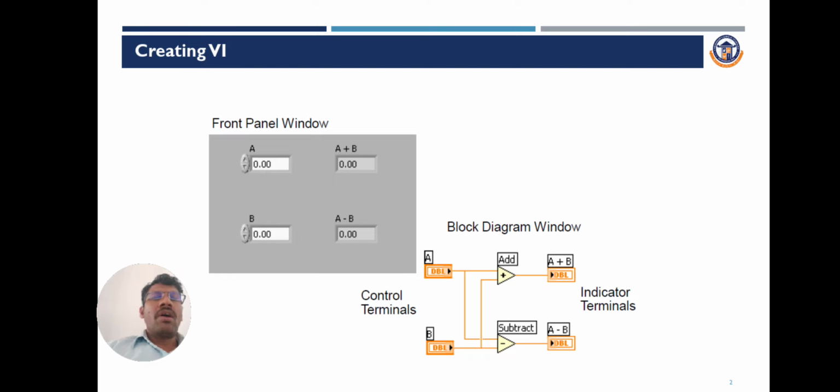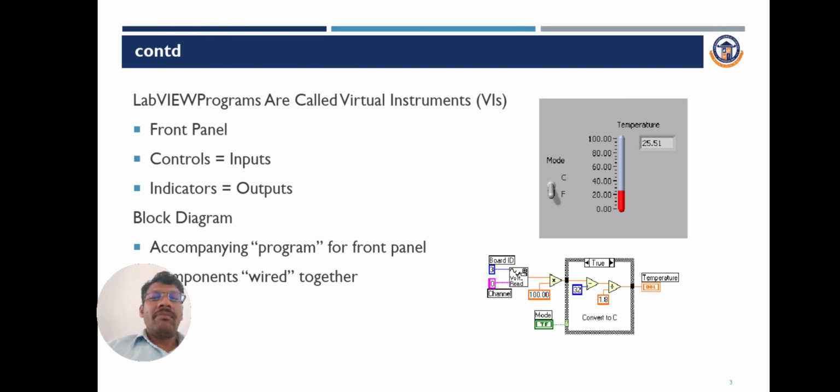This empty block can be named as per your convenience. LabVIEW programs are called virtual instruments. For example, if we are measuring the temperature, the block will appear as a temperature indicator, showing the values and also the modes. One is Celsius mode and the other is Fahrenheit mode.